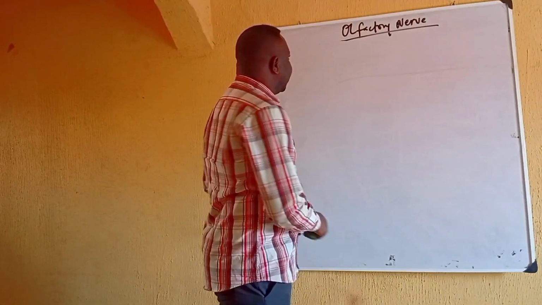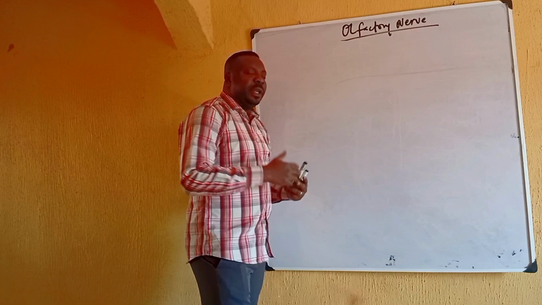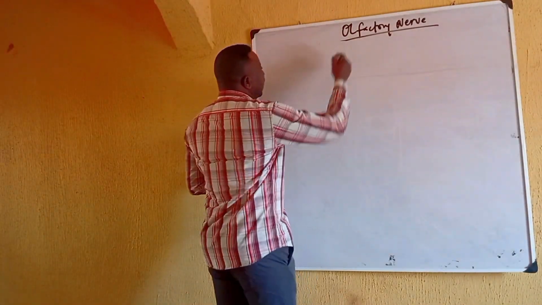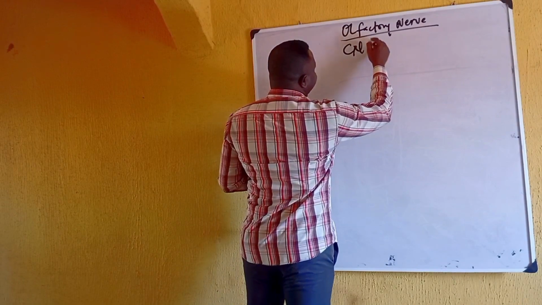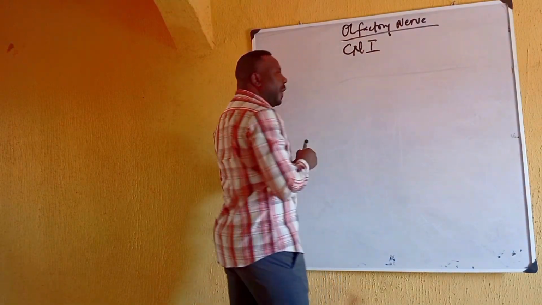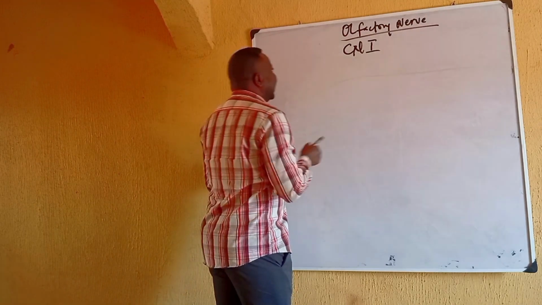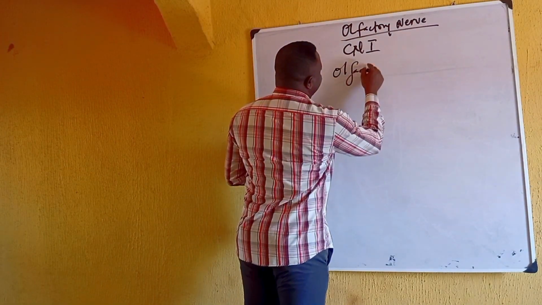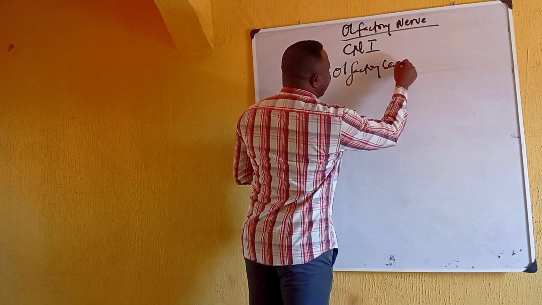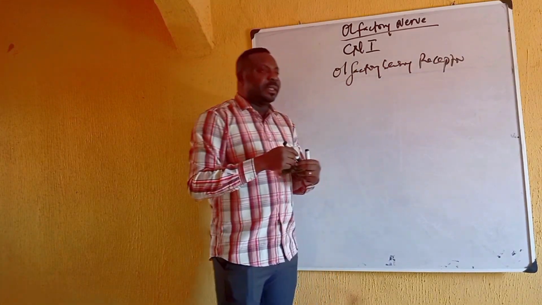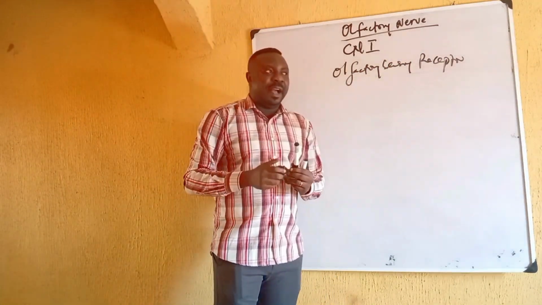Today we are going to talk about the olfactory nerve. The olfactory nerve is known as cranial nerve 1. And the olfactory nerve actually arises from what is referred to as the olfactory sensory receptor. Now, the olfactory sensory receptors are located in the nasal cavity.